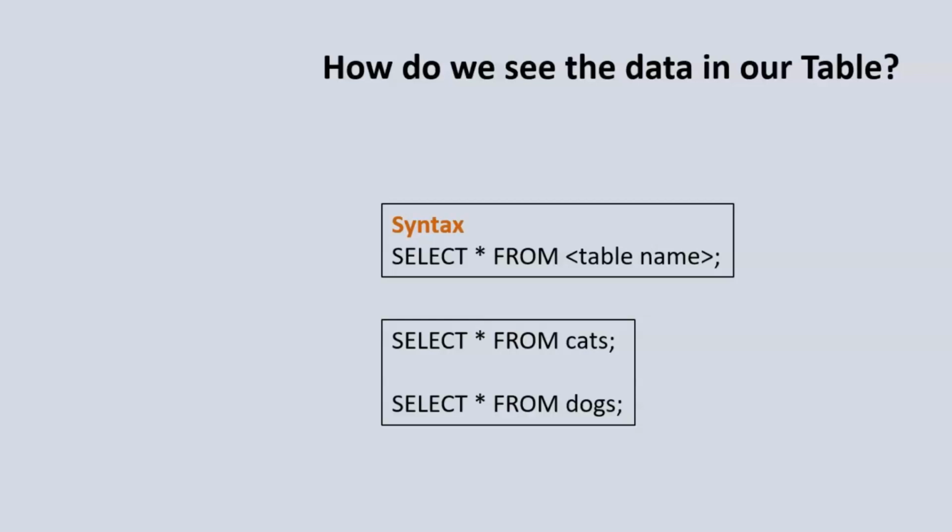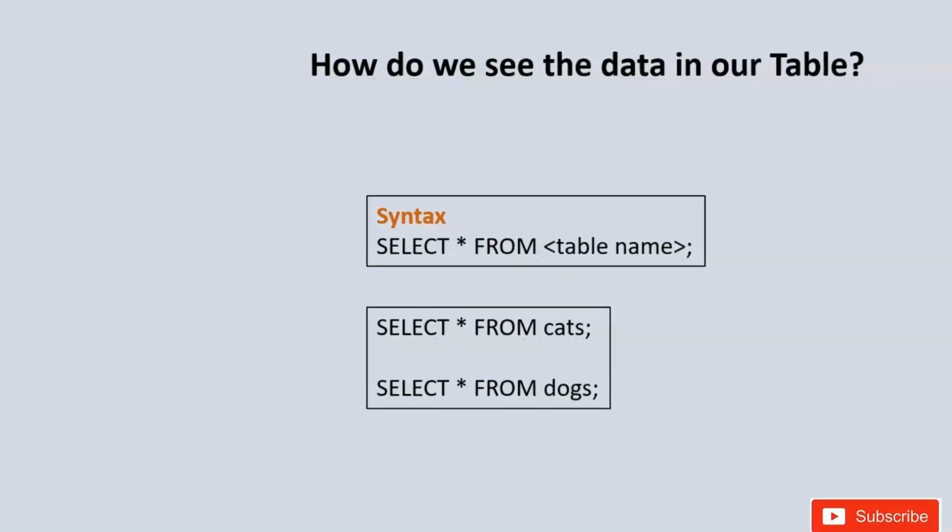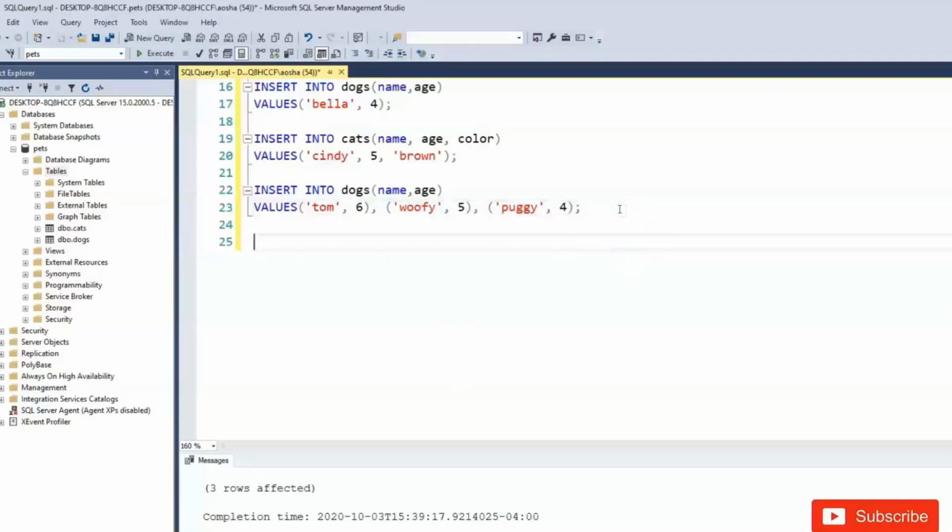The select statement means that we're telling SQL Server to retrieve, and the star there means all. So we're saying retrieve all the records from the cats table, and give me all of the records you have from the dogs table. So we type select star from dogs. Let's take a look and see what this looks like. Select star from dogs. And now we execute.